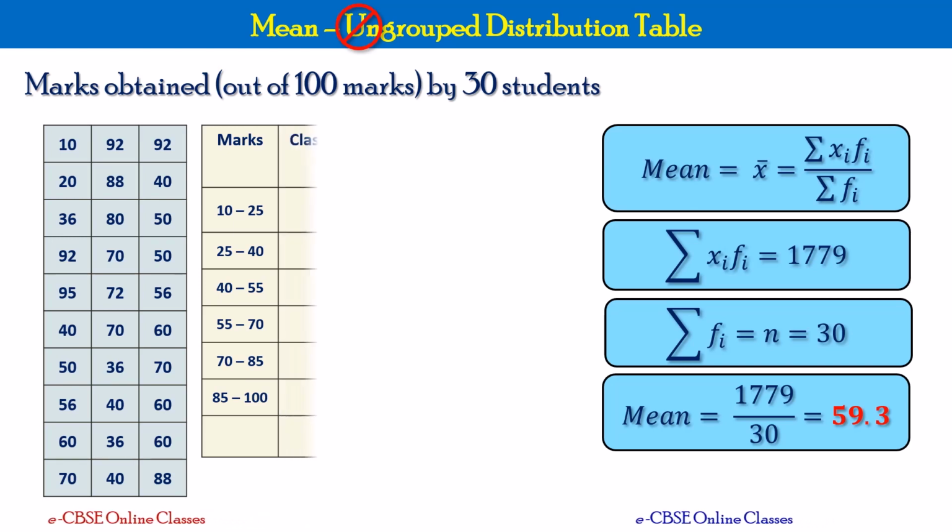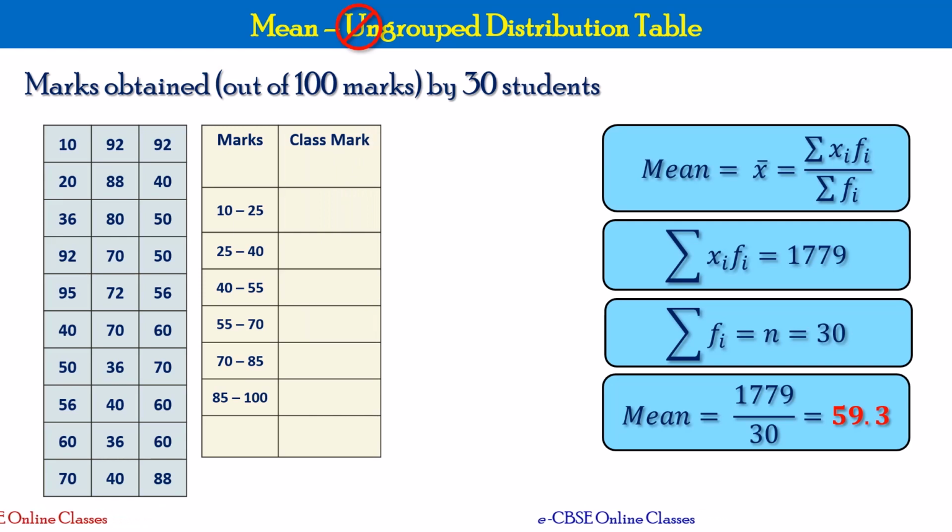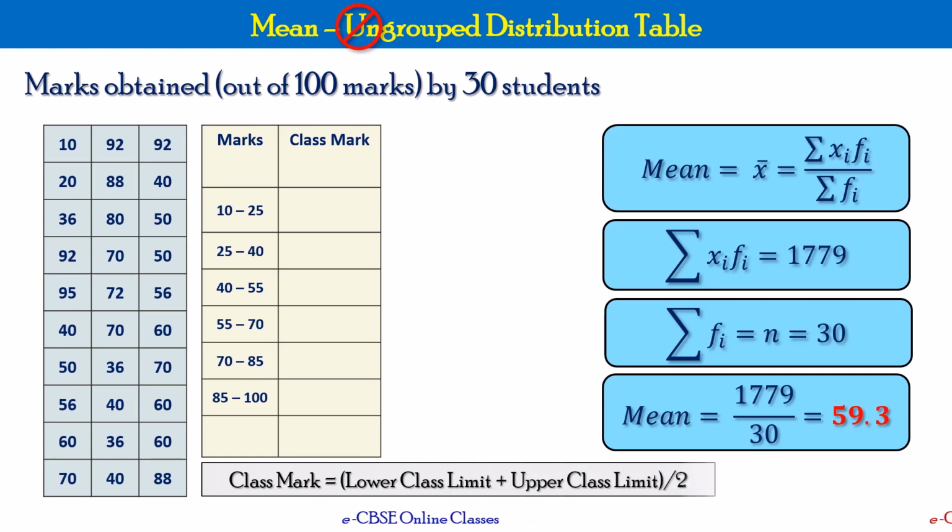Now let us make a second column called class mark. And what is class mark? We have already looked at the definition of it. This is nothing but the average of lower class limit and upper class limit. For example, for the class of 10 to 25, the class mark would be the average of 10 and 25. 10 plus 25 is 35. 35 by 2 is 17.5. So that is our class mark.